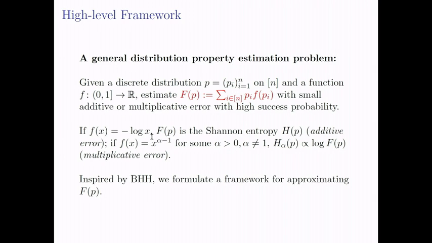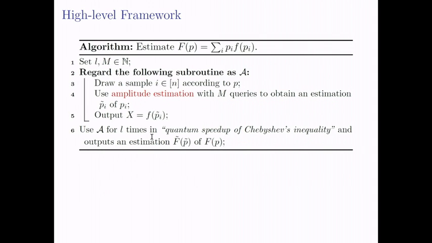So what we have done is that we basically just formulate ideas in BHH and propose a simple framework for approximating this fp. So the idea is that you first just sample any i according to the distribution of p. So that's easy to do because you already have the oracle. You can sample any i like that. Then we use amplitude estimation. So that's the quantum thing. We estimate this probability pi. Output is estimated as the tilde of pi.